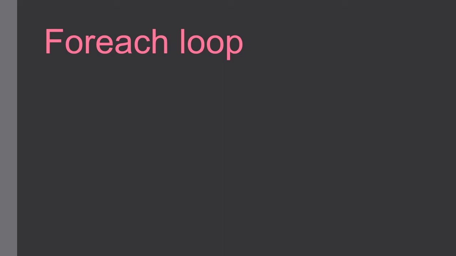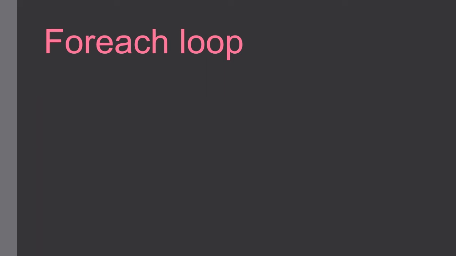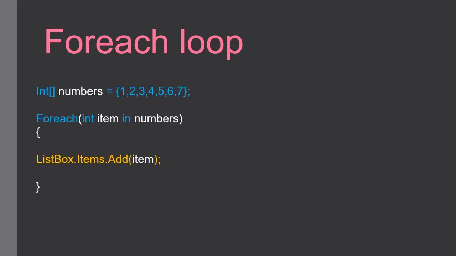A foreach loop is basically a for loop that runs through an array or a list of items. This is what a foreach looks like. You have your variable with the data type and the identifier, and it runs through an iterable. An iterable is basically an array or a list of items. It's going to go through all those items that are inside your iterable, and each of those items is going to be stored in the identifier, which is your variable.